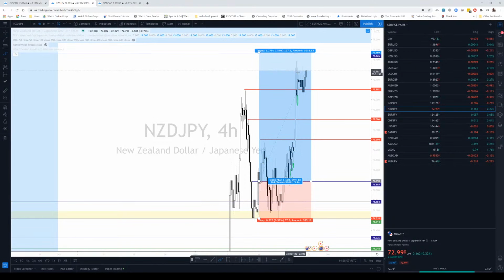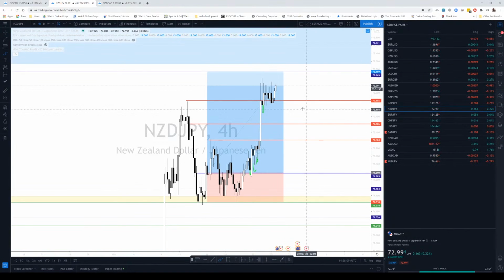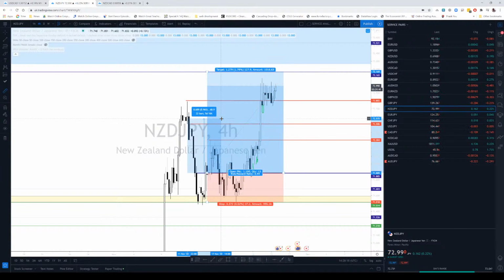New Zealand yen, I'm expecting this last target to be hit for this week, and that will satisfy this trade for me. All right, and that would be huge. How many pips is there? About 178 pips. That's not bad. 127, that's not bad.